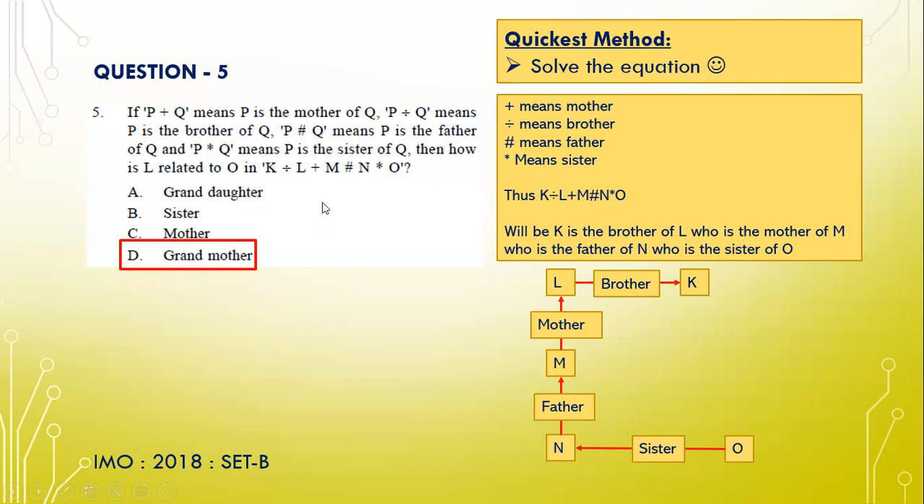So how is L related to O? L is the grandmother, isn't it? L is the grandmother, because these are brothers and sisters, and O are brothers and sisters, and then father and mother. So L is the grandmother of O.